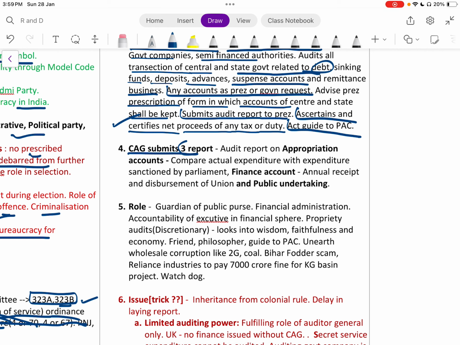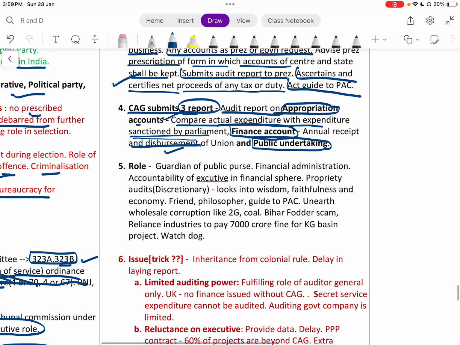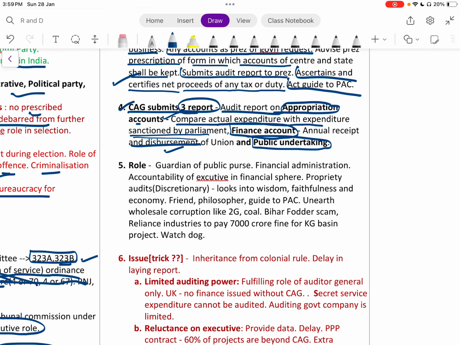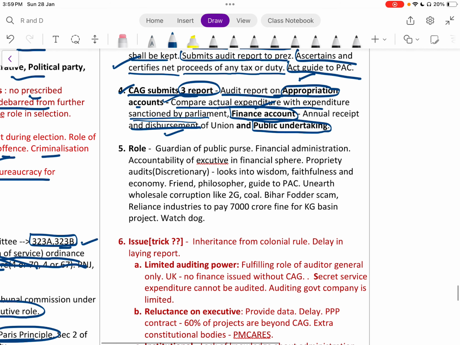CAG submits three reports. The first is the audit report on appropriation accounts, which compares actual expenditure with the expenditure sanctioned by the Parliament. The other is the finance account, which is the annual receipt and disbursement of the Union, and the third is the public undertakings report. Okay, so these are the three reports: the appropriation, the finance, and the public undertakings.